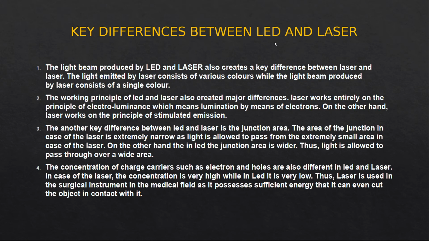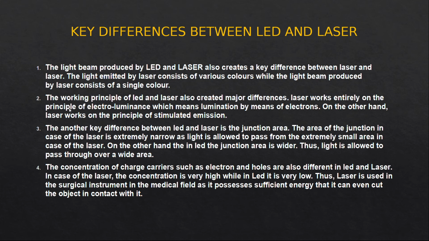Key differences between LED and laser. Here we see more important and brief ways of saying some differences, and it's not in a table, so it will be more explanatory. First, the light beam produced by LED and laser creates a key difference. The light emitted by LED consists of various colors, while the light beam produced by laser consists of a single color. Second, the working principle of LED and laser also creates major differences.